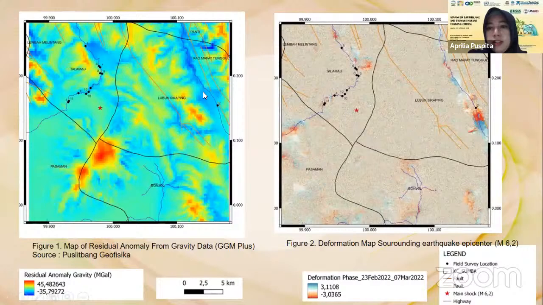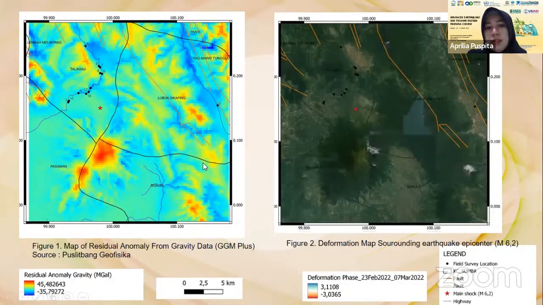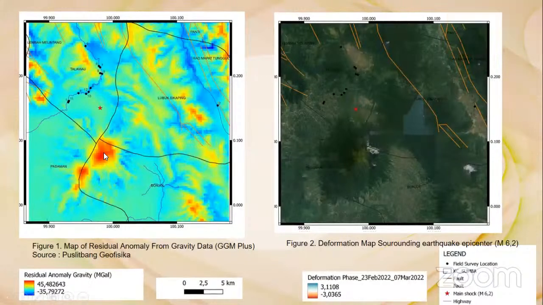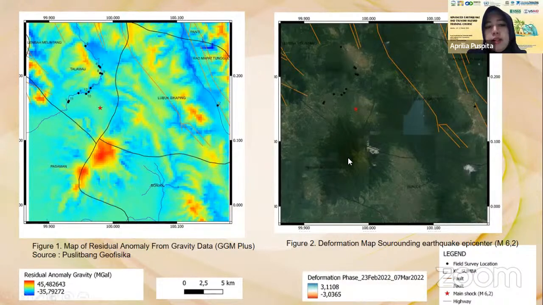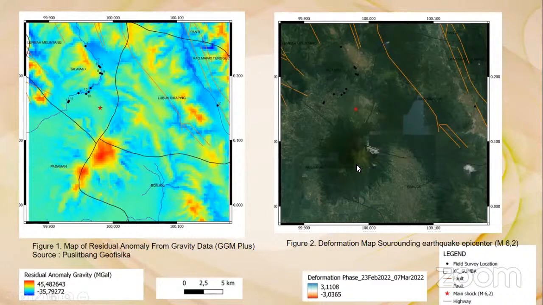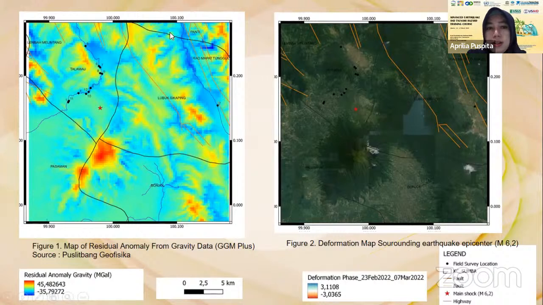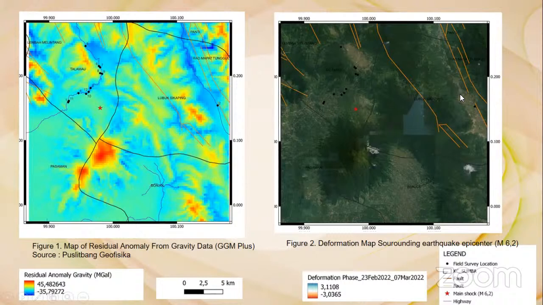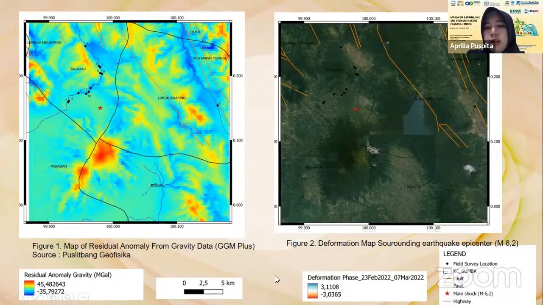I think they have a correlation here. If we look at the satellite image, this area that has a high positive anomaly is associated with a mountain area. Maybe the lithology here is igneous rock. Maybe the negative residual anomaly here is a sedimentation area.